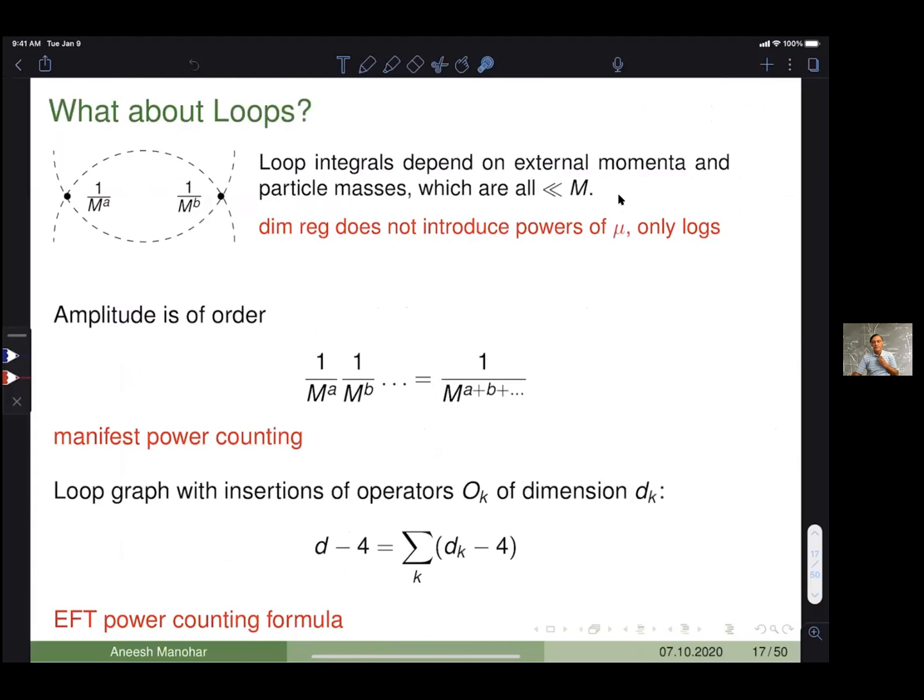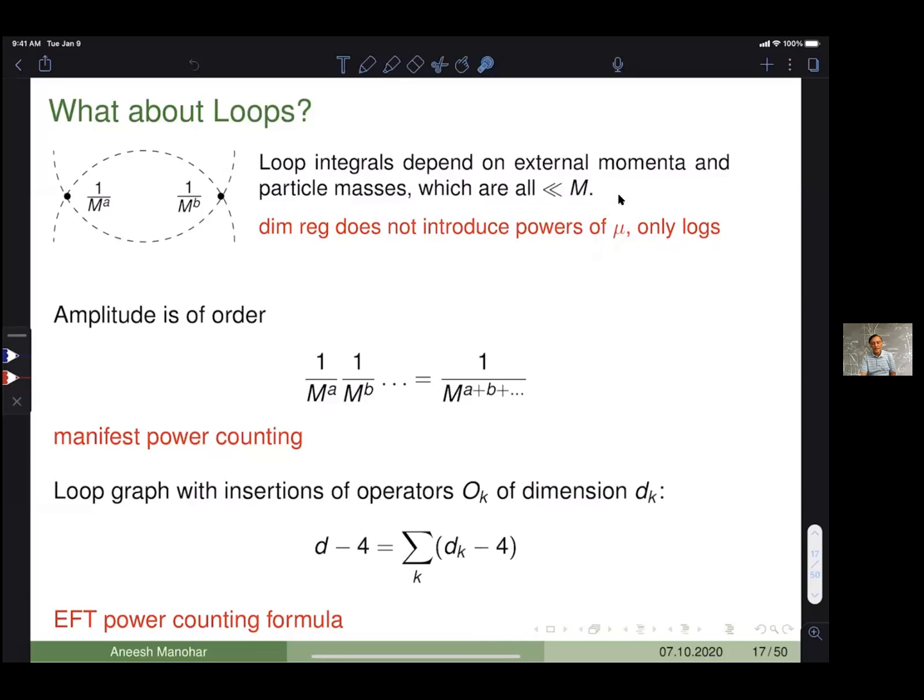Okay, so I've sort of been working at tree level, but what about loop diagrams? If you take loop diagrams with some insertions of these higher dimension operators at these two vertices, a loop integral depends on the external momenta and all the particle masses of things running around the loop. But by construction, we're looking at a theory where all the particle masses and all the momenta are small compared to M. The key point about dimensional regularization, which is what makes this analysis simple, is that dimensional regularization does not introduce any powers of a scale mu into the calculation, only logs.